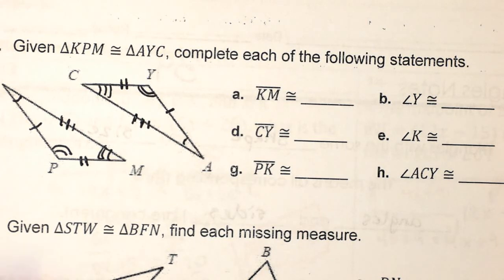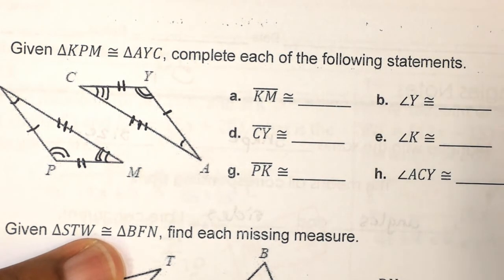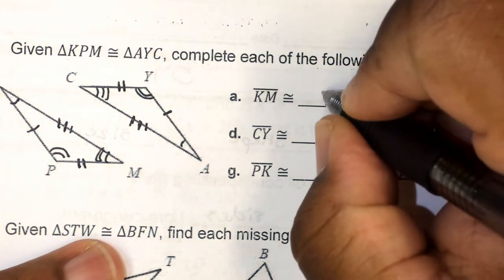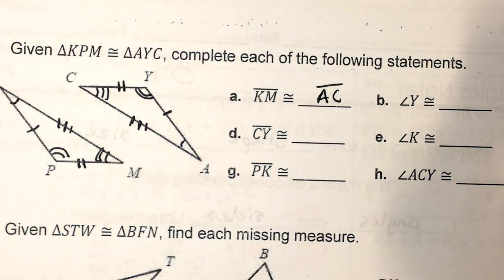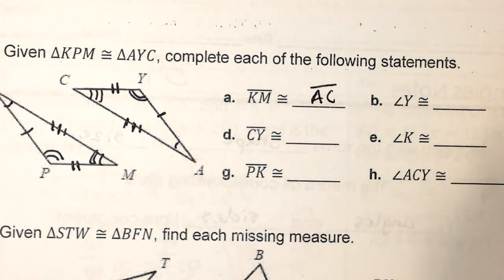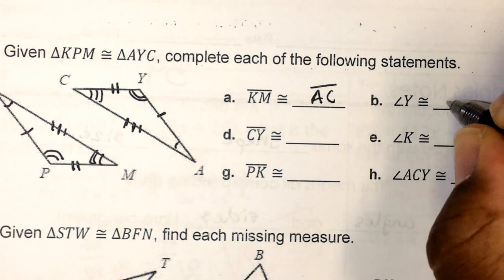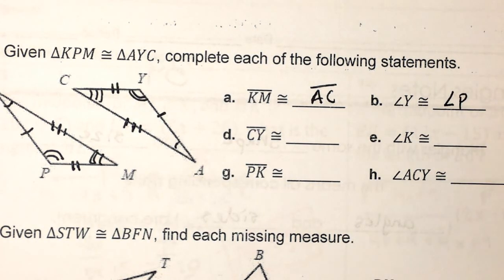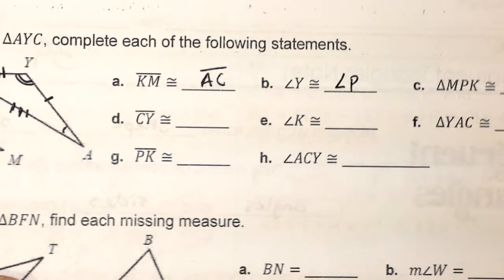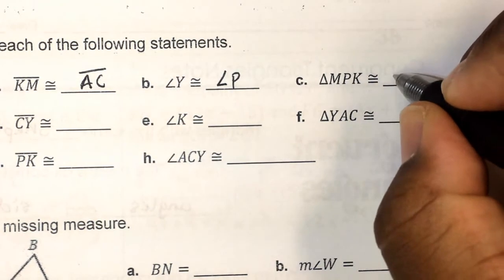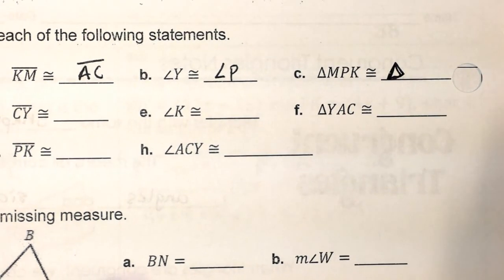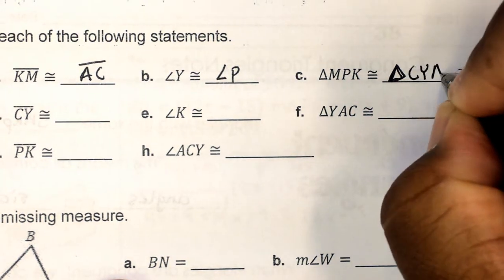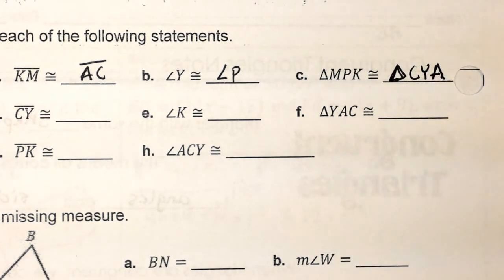Rodriguez, do A, B, and C with me. A says segment KM is congruent to what? Thank you. AC. Angle Y. Angle Y. Angle P. Triangle MPK is congruent to triangle what? Say it one more time. There you go, CYA. Triangle MPK is congruent to triangle CYA.